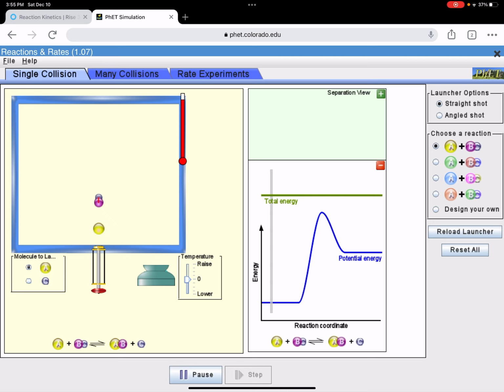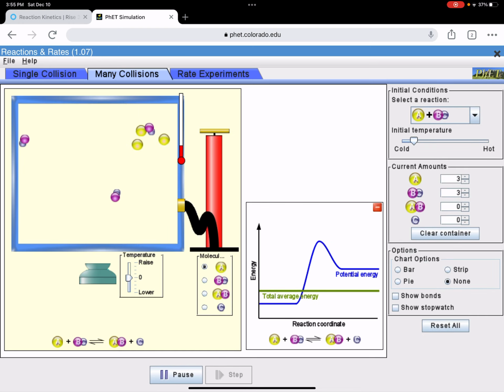Now in a second, sometimes with these simulations, you can get it going off to the side. And that's what I was hoping it would do on this one, so that you can see it's moving over. Let's see if it'll do it. I don't know if it's going to do it right this minute. Let me jump onto a many collision so that you can see it happening here.